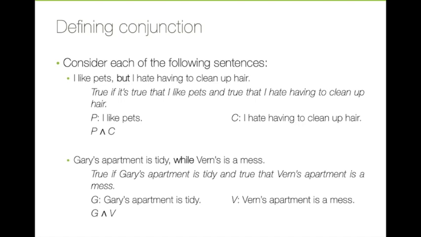So some of the meaning we normally take from words like but and while is lost by representing them as logical conjunction. But what's important is that we can represent the logical role these sentences play in inference and argument by symbolizing them using logical conjunction.